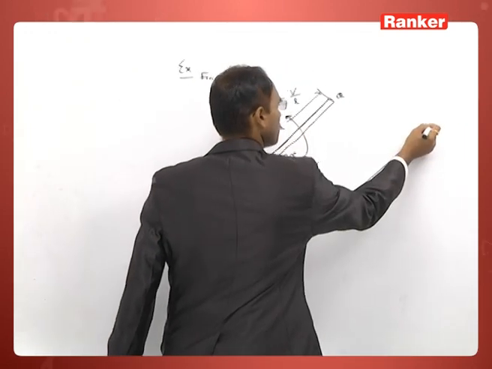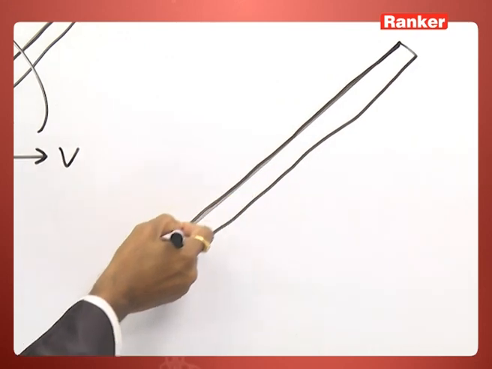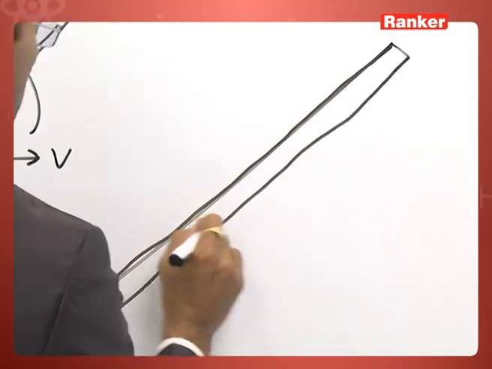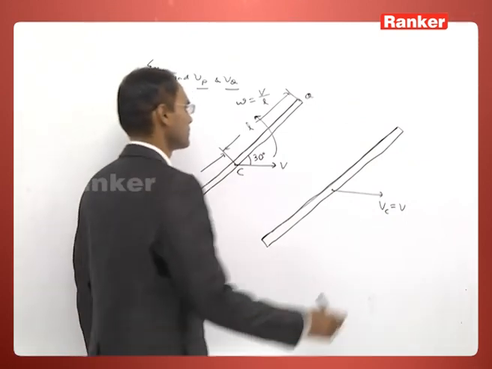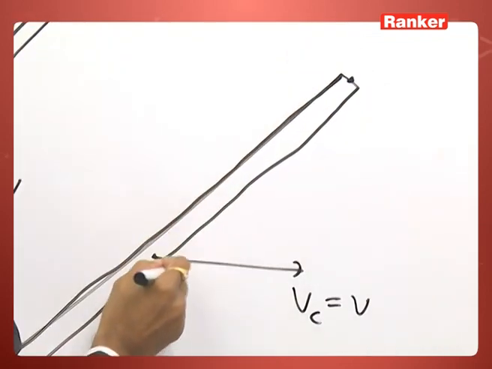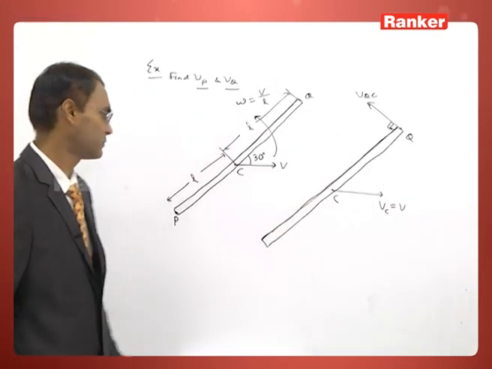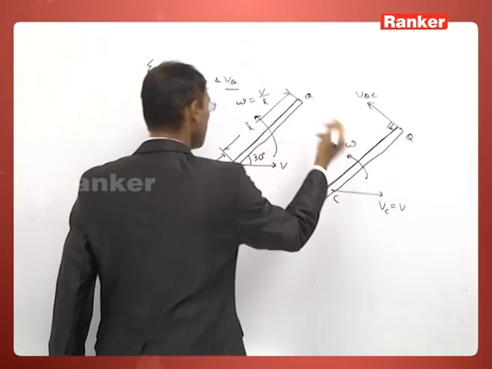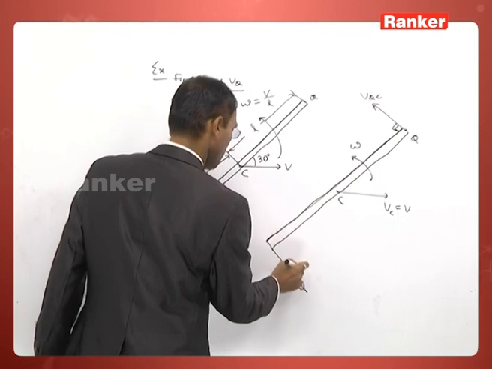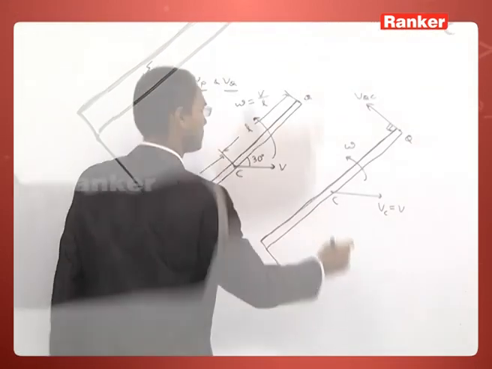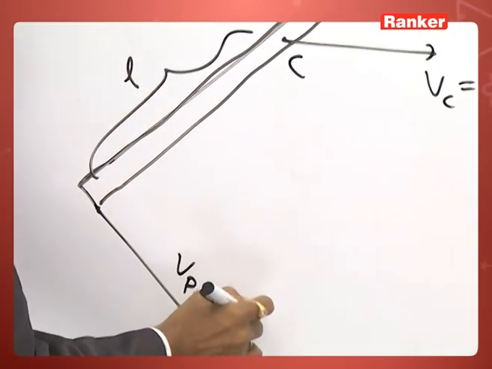Redrawing this diagram, this is the velocity of C, that is equal to V. This is velocity of Q with respect to C, must be perpendicular to QC, because the rod is rotating in anticlockwise sense, and this point P will move with respect to C in opposite direction, having the magnitude L into omega.